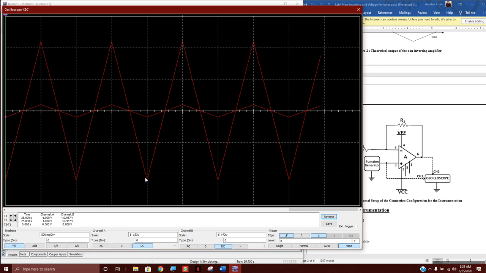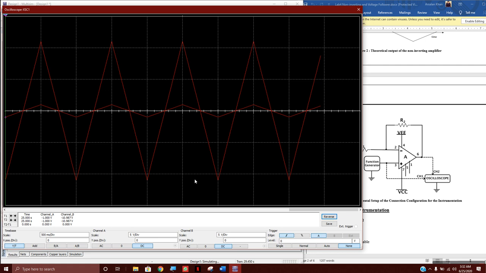So now the output we are getting is 10 volts peak to peak, which is kind of exactly equal to around 20 volts. So that means your gain is 10 times. But we already saw this in lab 3. What is the difference here?